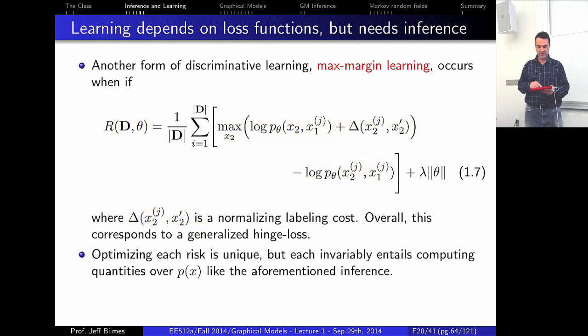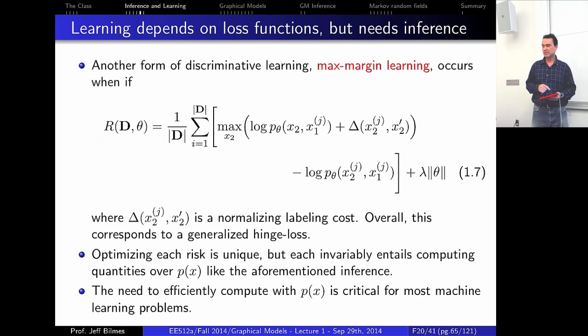But my main point is to show that for pretty much all of these strategies, for all these different loss functions, even though doing the optimization of equations 1.5, 1.6, and 1.7 might be different, in doing them, one needs to do probabilistic inference. One needs to compute these probabilities over quantities like p of x, like we mentioned before. So to do learning, you almost always need to do inference. And so inference is a critical part of machine learning. And we're going to be concentrating in this class, like I said, on doing inference.